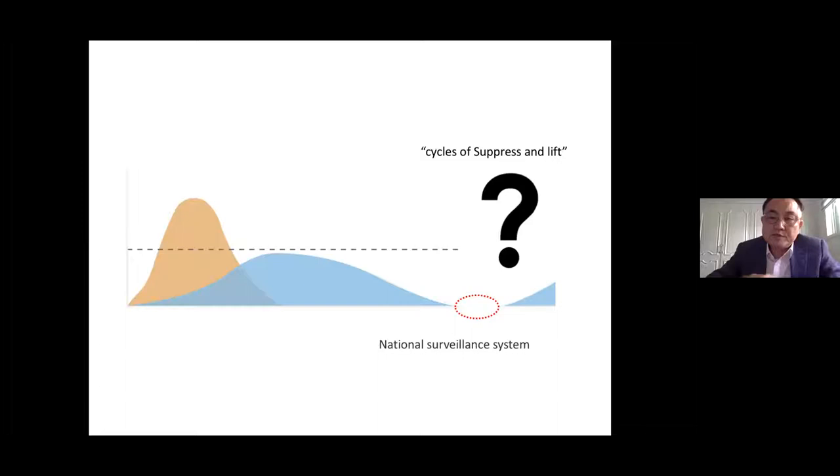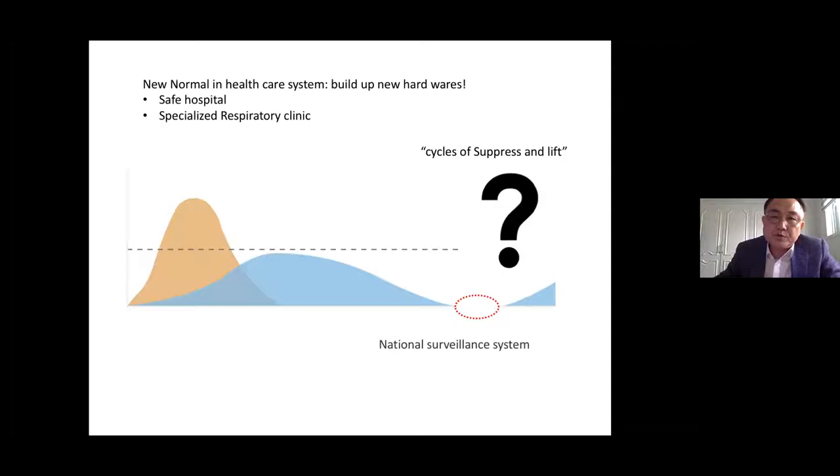And we need to build up new hardware for the new normal in the healthcare system, such as making a safe hospital, which discriminates the lines between infectious disease and non-infectious disease, and specialized respiratory clinics. And also the government can try to make a specialized infectious disease hospital and isolation units to increase surge capacity. So far, Korea seemed to successfully flatten the curve and stabilize, but we should prepare. We should brace for the second wave. Thank you very much.